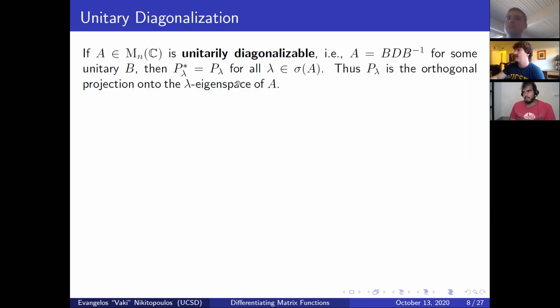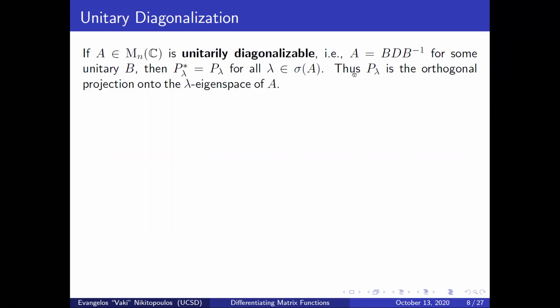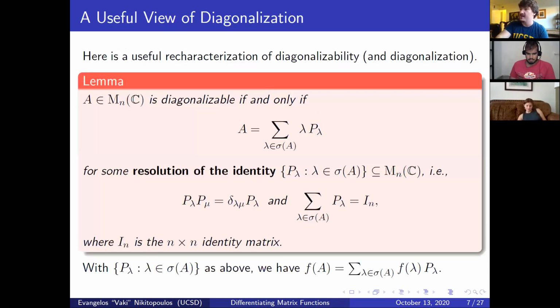And in this case, that resolution from the last slide is such that the P_lambda is Hermitian, meaning it's self-adjoint, meaning its adjoint is itself. This actually implies that P_lambda is the orthogonal projection onto the lambda eigenspace of A. So in the case that your matrix is unitarily diagonalizable, that decomposition from the last slide is quite nice. It's a decomposition where you have lambda and the orthogonal projection onto the lambda eigenspace.